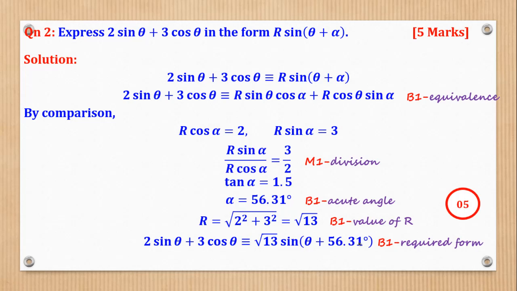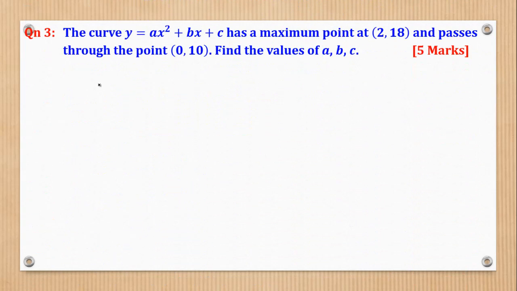And that's how marks would be awarded. Then question 3 was from, if you see this, maximum standard turning point, application of differentiation. So the curve y equal to this has a maximum point at this and passes through the point this. Find the values of a, b, c.